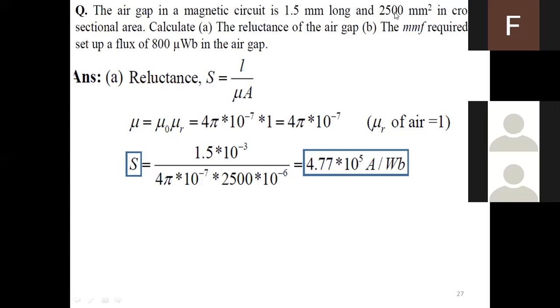Next, 2500 mm square is the cross-sectional area. Area A equals 2500 millimeter square. Milli squared means 10 to the power of minus 3 into 2, so it is 10 to the power of minus 6. You have to use that. If milli is squared, then you use 10 to the power of minus 6.